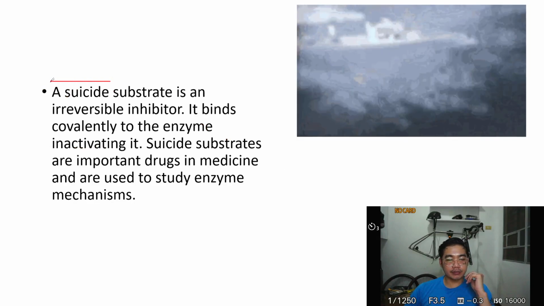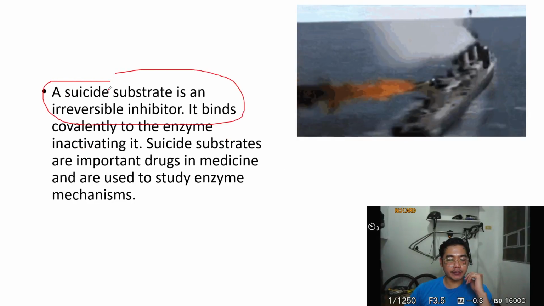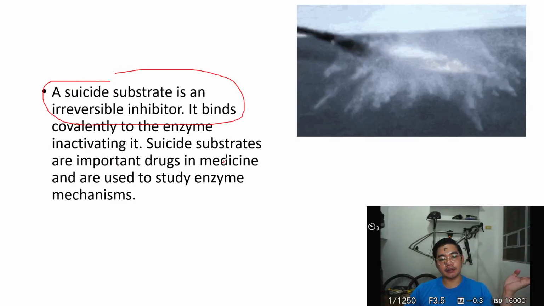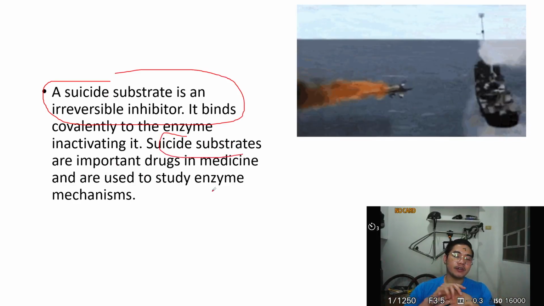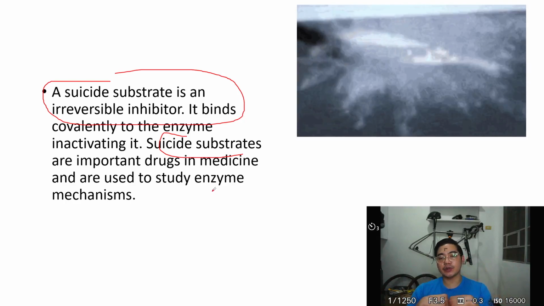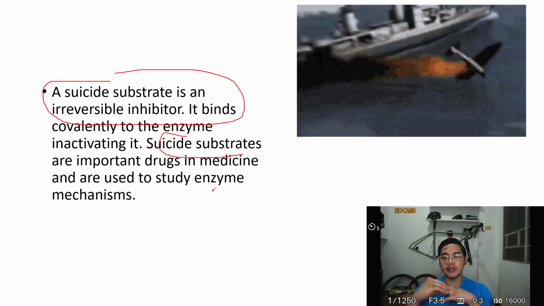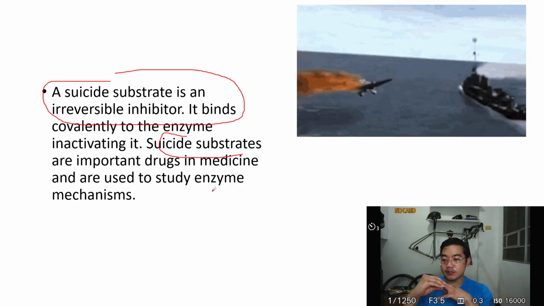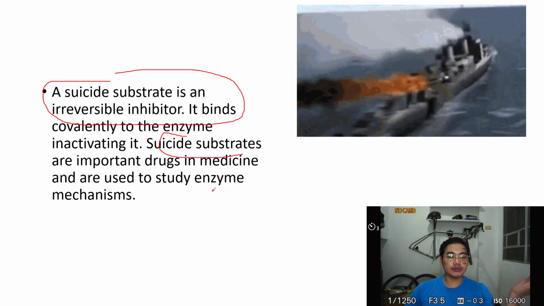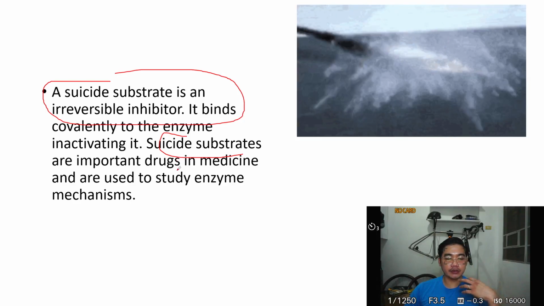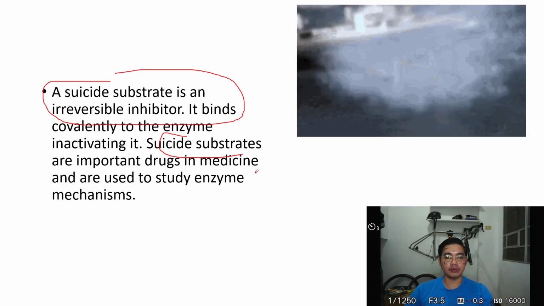So a suicide substrate is an irreversible inhibitor. It binds covalently to the enzyme. Suicide substrates are important. So, for example, if there are lots of enzymes that harm your body, sometimes the body does things that are detrimental to itself. So, sometimes you use suicide substrates as medication to stop those enzymes.